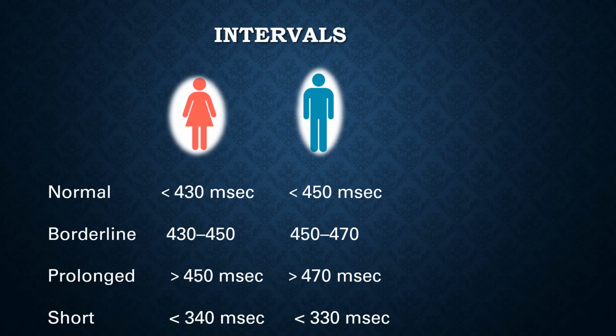There is a concept of short QT as well. Short QT is usually seen in congenital cases and sometimes rarely in some other disorders. Short QTs have been linked to some arrhythmias which can be life-threatening, so they should always be kept in mind. The values for short QT are less than 340 for females and less than 330 for males.